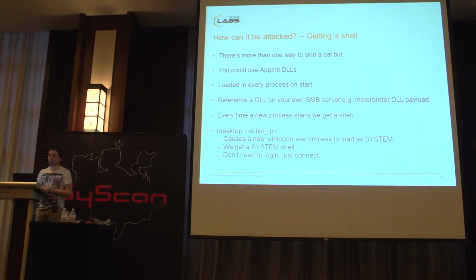The idea here is that you would reference a DLL on your own SMB server, and then next time a process is started, it'll load that DLL, and you'll get a connect back for that shell. One particularly easy way of triggering this normally would be to use an RDP client just to connect to the system, assuming it's running RDP. That creates a new login session running as SYSTEM, which will obviously load that DLL and cause a connect back. So that's something generally, in most cases, you'll probably be able to trigger immediately if the exploit has worked.